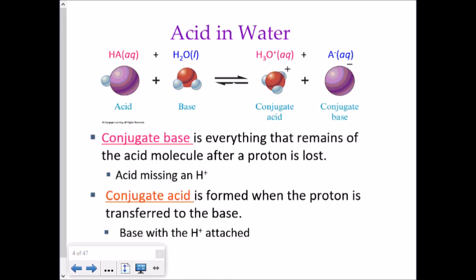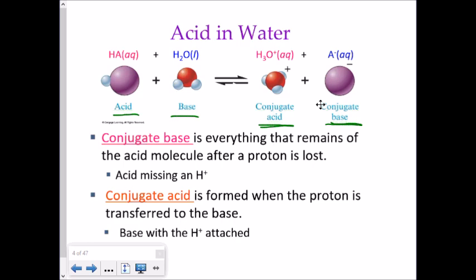Okay, so acids in water. We're going to go back over this in a little bit more detail, but as you saw in that particular one, we had stuff over here on the product side. The acid and the base are always on the reactant side of the double arrow, and then you have your conjugates. The conjugate base is what remains after the acid molecule loses the proton. So it's basically the acid with the missing H. That's how I like to look at it.